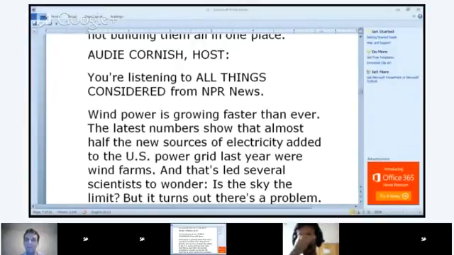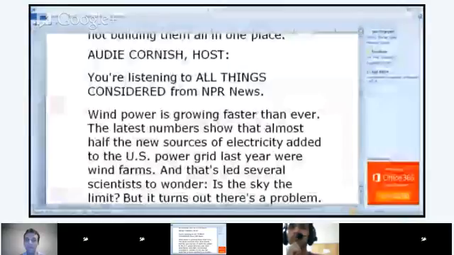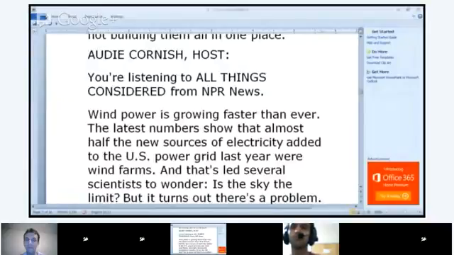Wind power is growing faster than ever. The latest numbers show that almost half the new sources of electricity added to the U.S. power grid last year were wind farms. And that's led several scientists to wonder, is the sky the limit? But it turns out there's a problem. It's actually possible to have so many turbines that they start to lose power by stealing each other's wind. NPR's Christopher Joyce reports on scientists now trying to find that saturation point.